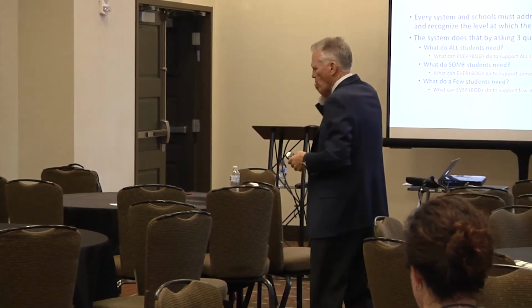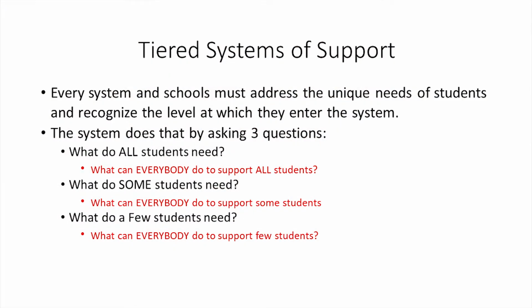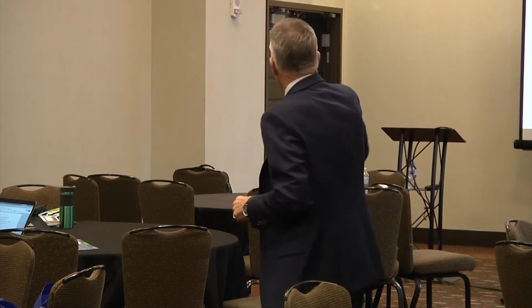So the last thing before we get into this, because we're in the tiered system, we're starting with that one. Tier 1 is answering the question, what do all students need? And another question, what does everybody in the building do to support kids in tier 1? What about kids in tier 2? That 14 or 15% of the kids who are getting more intensity. What can everybody do to support kids getting tier 2? What about the kids, the 5% who need the most intensive? The answer lies in the answer to this question. What is everybody doing to support?